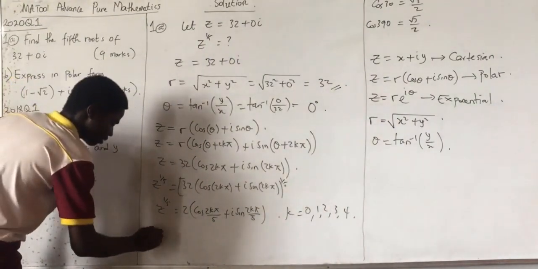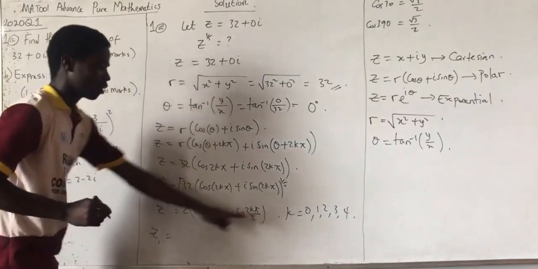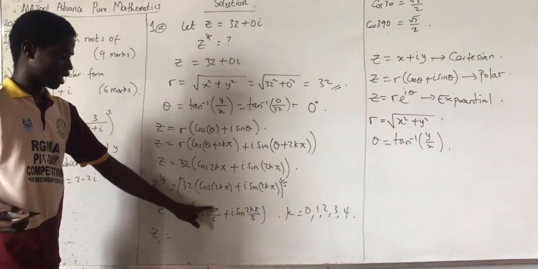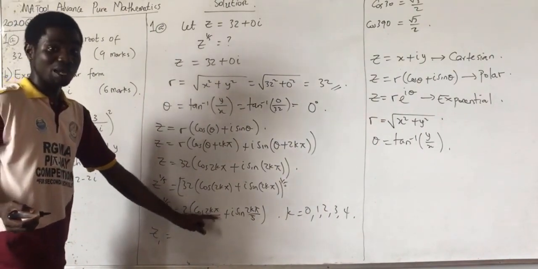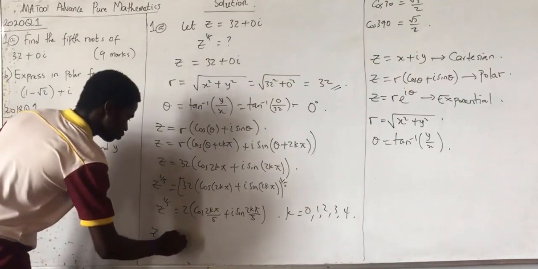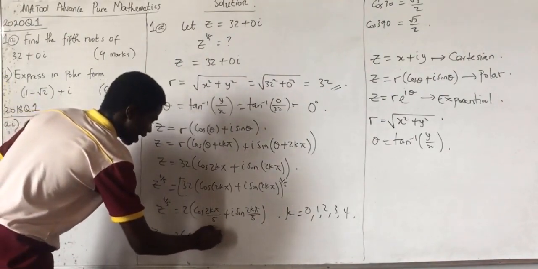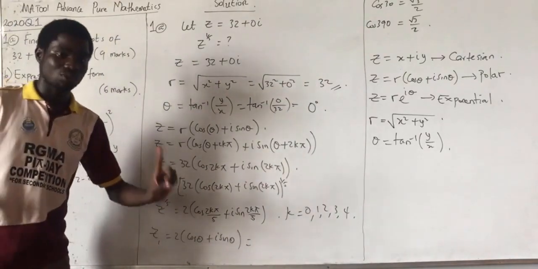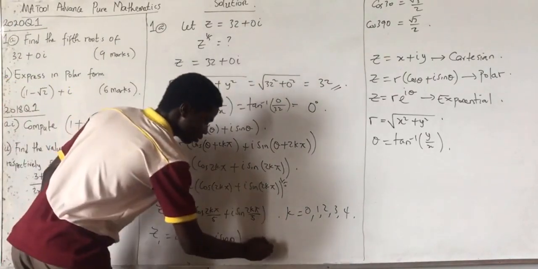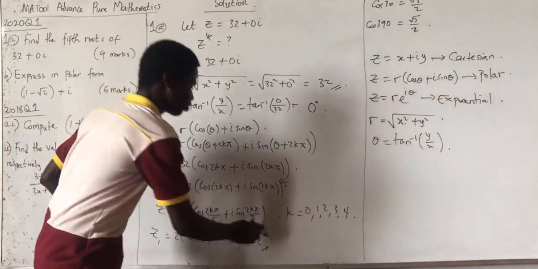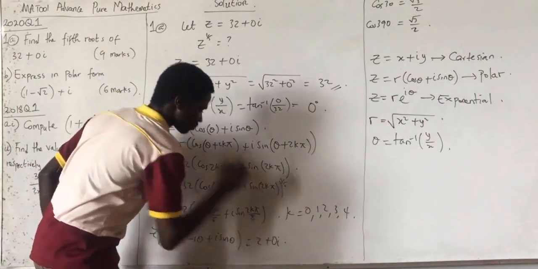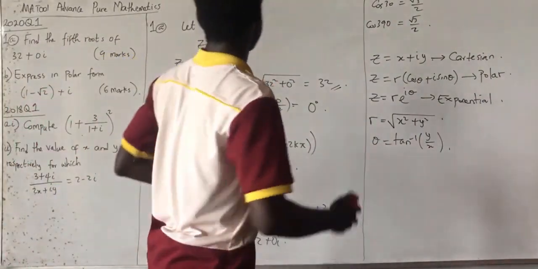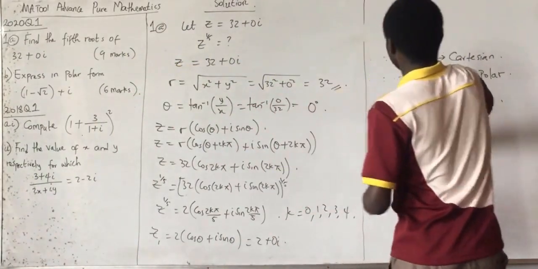So the first answer, let me call it Z1. Put k to be 0. When k is 0, 2 times 0 is 0, 2 times 0 multiplied by anything will give you 0. So you will just be left with 2 cos 0 plus i sine 0. That is the first answer. Cos 0 is 1, sine 0 is 0. So 2 times 1, 2. So the answer is 2. You can write 2 plus 0i. Don't forget, they say find the 5th root of this, so you need to find the complex answer. So that is the first thing you need to do.